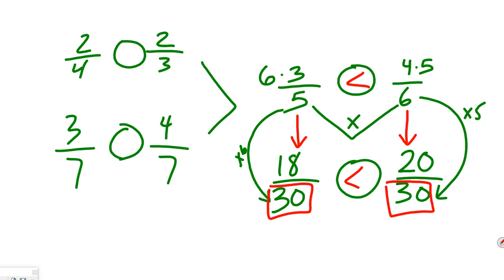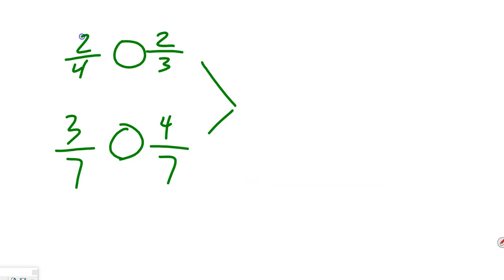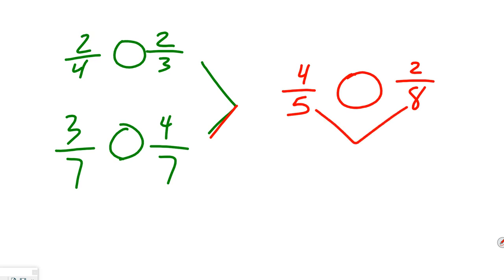Let's do something like that again with uncommon everything. Remember, when you're trying to compare fractions, your goal is to get, right now, common denominators. 4/5, we want to compare that to 2/8. Right now, your goal is to find common denominators. So, we're going to multiply our denominators. My common denominator now is 40, because 5 times 8 is 40.